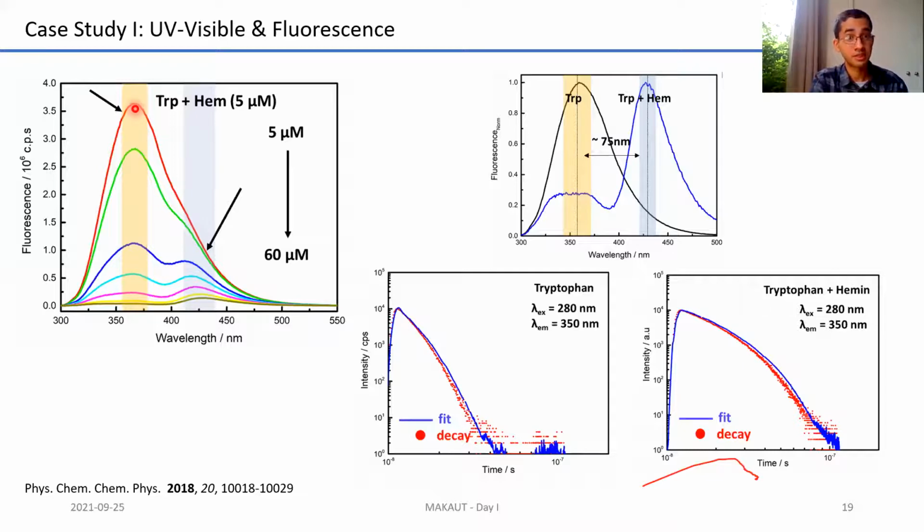Because fluorescence is more susceptible to interaction, you see that as I keep on increasing the concentration of hemine, the intensity of fluorescence goes down. And ultimately, if you compare this with this, you see there is a distinct shift in energy. And this shift in energy, as you know, can be used to find out the interaction energetics between the system.